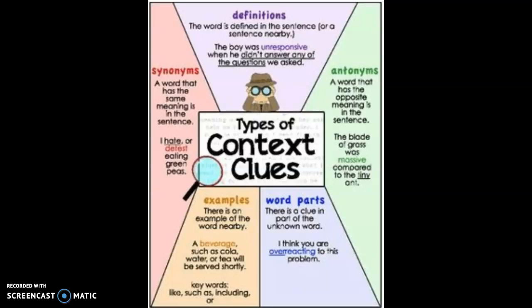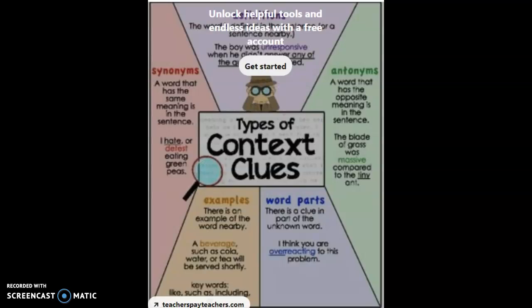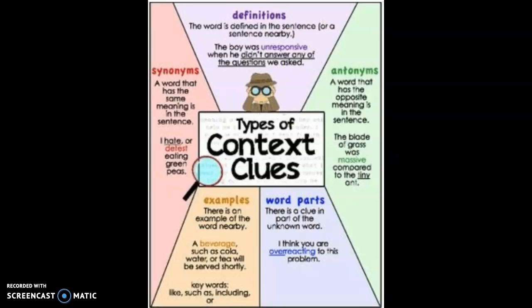Next, we can use an example. This is where the sentence is giving us a list of examples of that unknown word. Here we have a beverage such as a cold water or tea will be served shortly. We have our key phrase here, such as, which lets us know they're about to list these examples of beverages.